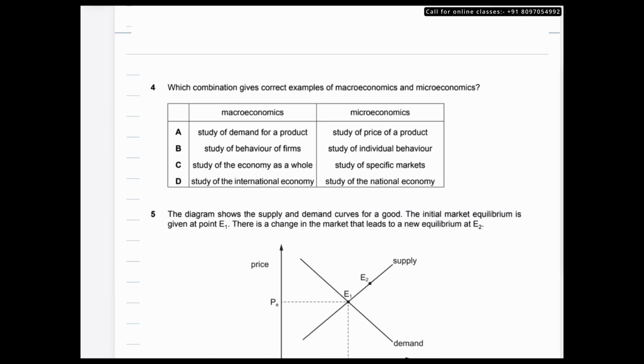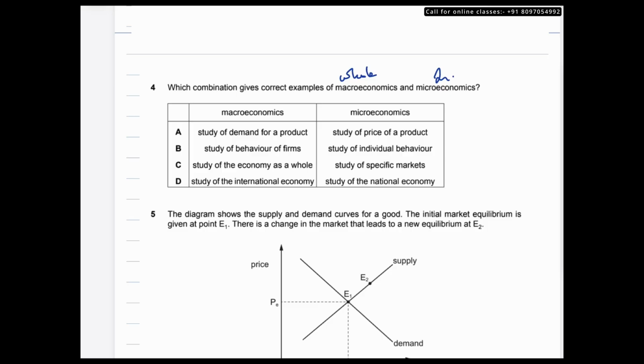Which combination gives current examples of macroeconomics and microeconomics? Now looking at all the options, option A, B, C and D, the correct option here is option C. This is where we are fulfilling this condition of macro and microeconomics. Now, to answer this question, we should be aware of what macroeconomics and microeconomics is. So, macroeconomics is something that will focus on the whole economy, the big picture, whereas micro would mean zooming in, which is more individualistic in discussions, correct?